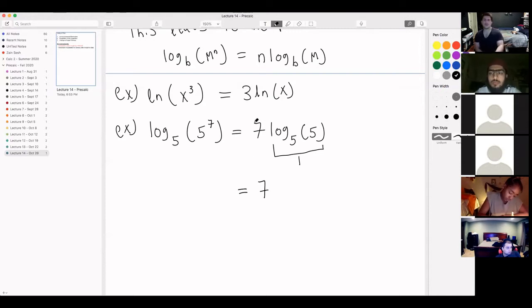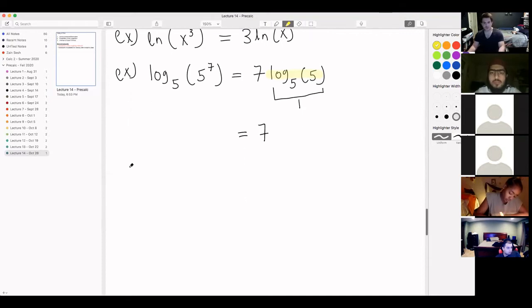Okay, and this highlighted thing, that's 1, because remember, for a log expression, you ask yourself, 5 raised to what power is 5? And that's 1, of course. 5 to the first power is 5. Very good. Okay, we'll do one more, and then we'll move on.